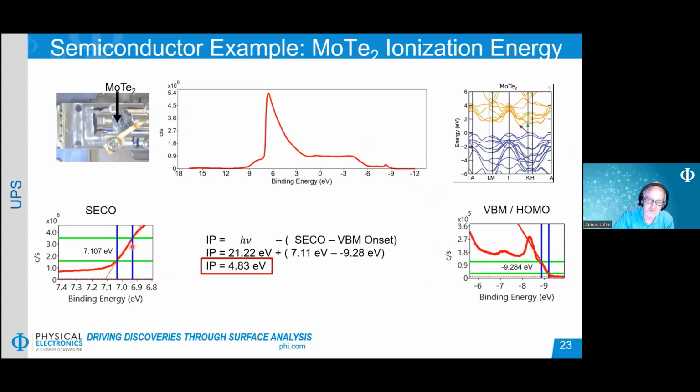And again, we look at the secondary electron cutoff. Because we're looking at the secondary electron cutoff, we again have to apply a bias in order to measure that, but we can then get our ionization potential. Easy peasy, 1, 2, 3C. So that's a simple way that we can use UPS to measure the ionization potential. And again, it's very straightforward once you understand how the experiment works.